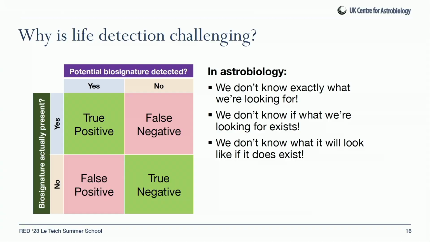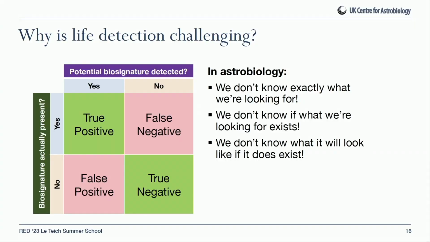So all of that was very optimistic, and these are the sorts of things that astrobiologists like to imagine that we're going to find on Mars and in other places where we're looking for life. But the reality is that life detection is really difficult. And it's difficult for a number of reasons. Firstly, we don't really know exactly what we're looking for. We don't know if it exists. We don't know if life actually exists on Mars or in the icy moons or wherever. And if it does exist, we don't know what it's going to look like. So this is a suboptimal set of conditions for looking for something.